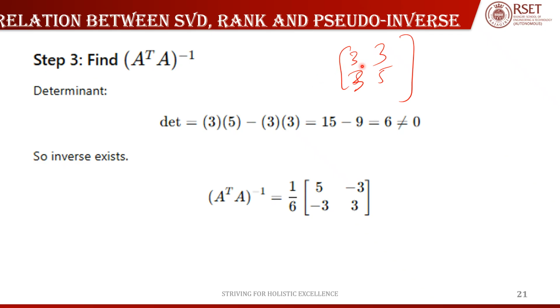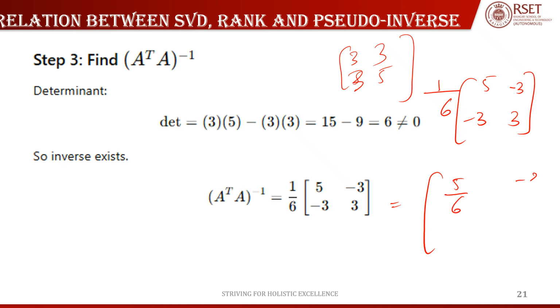How do you get the inverse? Since this is a 2 by 2 matrix, it's easy. You exchange the first entry and the last entry, so you have 5 and 3, then add a negative sign to the other two entries, minus 3 and minus 3, and divide by the determinant, 1 by 6. In short, your inverse will be [[5/6, -3/6], [-3/6, 3/6]]. This is your A transpose A inverse, and you will just multiply it with A transpose.